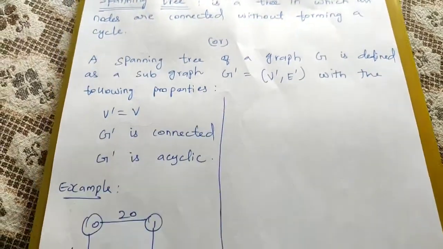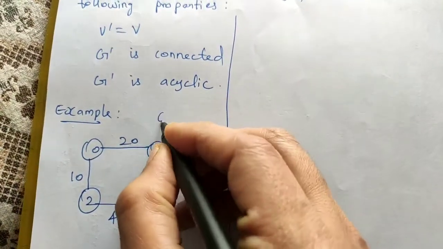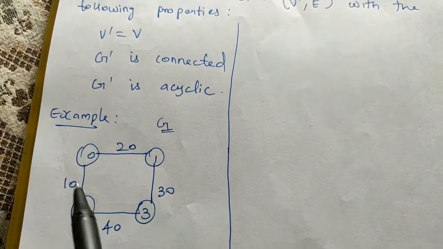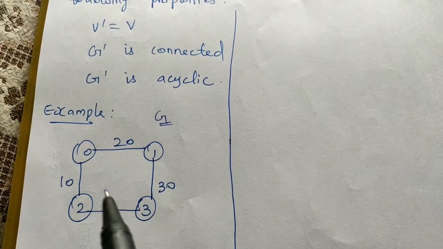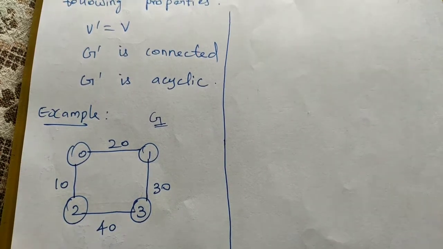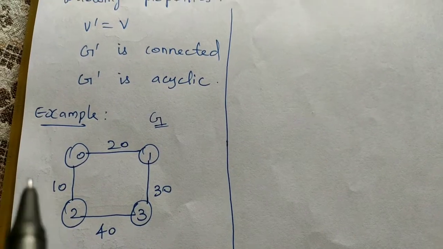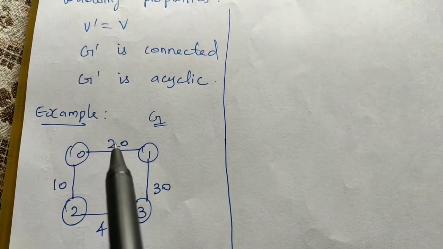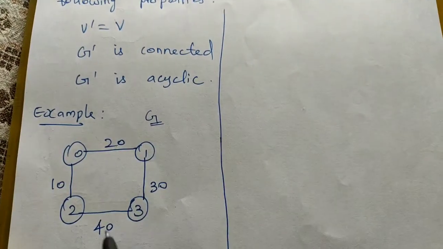Let us see the definition of a spanning tree with an example. I have taken a graph G with 4 vertices, 0, 1, 2, 3. These are the vertex numbers with the weights. For finding a minimum cost spanning tree, a weighted connected cyclic graph should be considered as the input graph. I call this a weighted graph because you have some values specified on the edges.